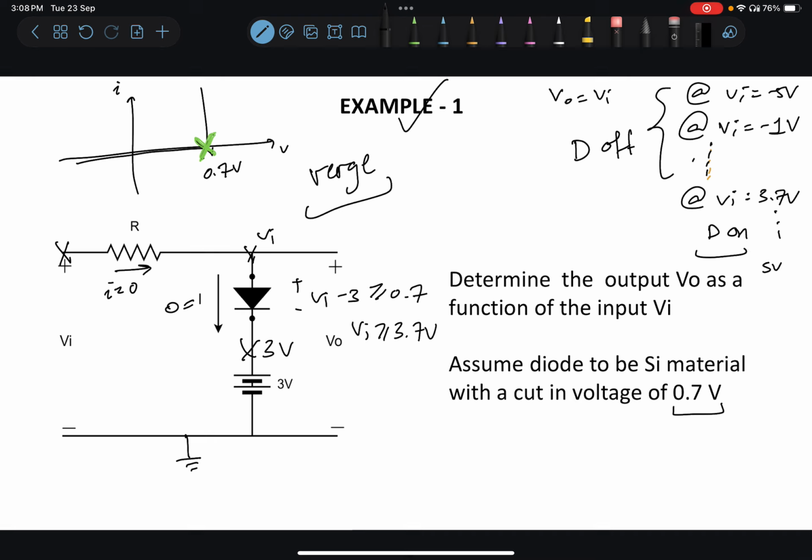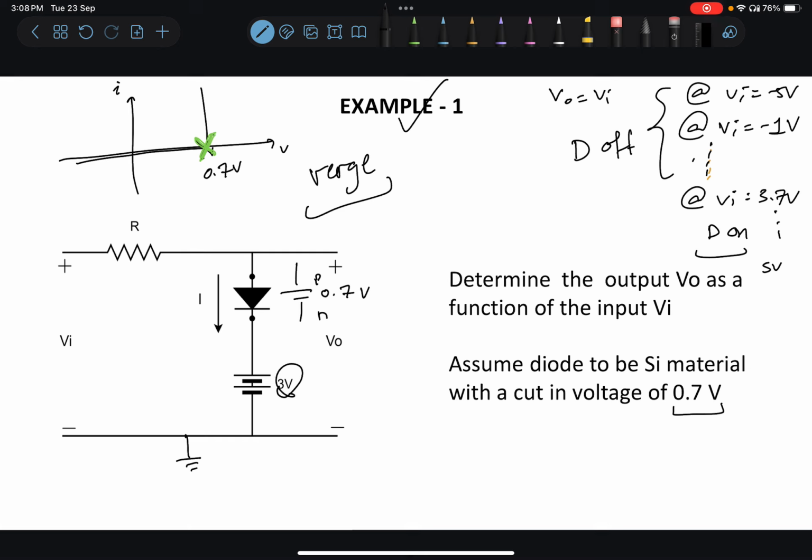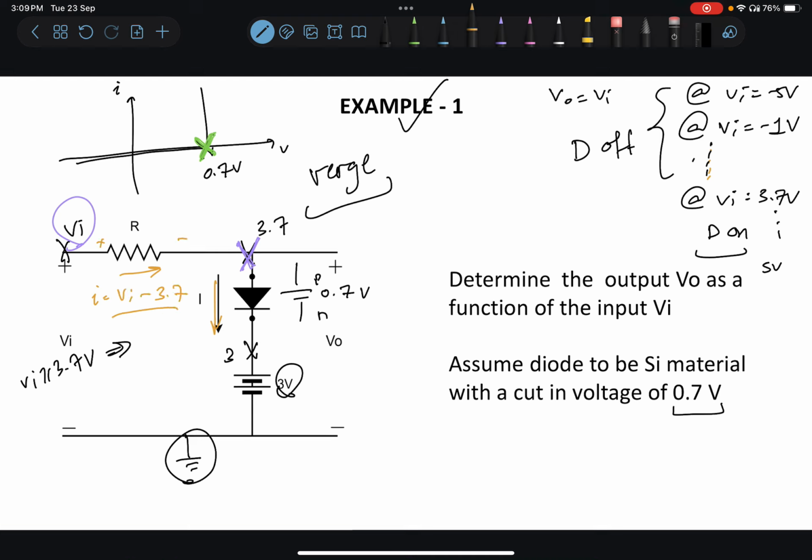When the diode is on, we can replace the diode with a battery of 0.7 volts between the P and N terminal, with the positive terminal at P and negative at N. And since this is 3 volts, this is ground, this potential is 3, and this potential is 3.7, and this was Vi. So for Vi greater than or equal to 3.7 volts, the circuit condition will be something like this. This potential will be held at 3.7 volts regardless of the value of the input voltage. What will change is the current through the resistor, which is equal to the current through the diode. That will be a function of Vi, and it will be given by Vi minus 3.7 over R.